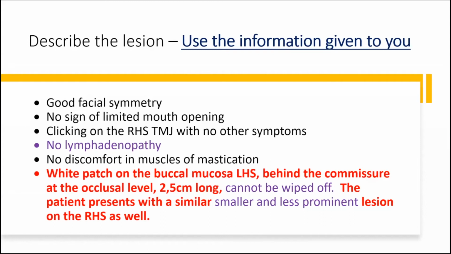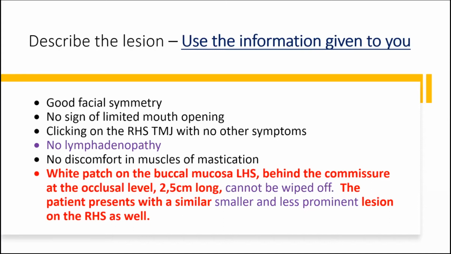If we're looking into getting a bit better scores, then you can say that there are no accompanying symptoms reported, so there is no lymphadenopathy. The lesion cannot be wiped off. Obviously, this is quite important to help you do a differential diagnosis and then a most likely diagnosis. And that the lesion on the right side is smaller, less prominent. So the lesion is bilateral, but it's not exactly symmetrical, okay? That's what that implies.